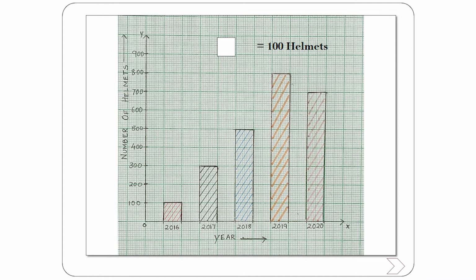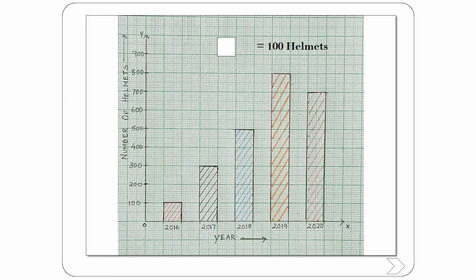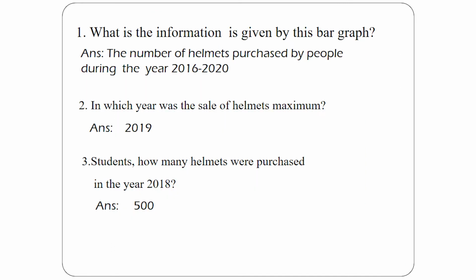The first one. What is the information given by this bar graph? Yes, this bar graph shows the number of helmets purchased by people during the years 2016 to 2020. Let us answer our next question. In which year was the sale of helmets maximum? By checking the height of each bar, we can conclude that it is in the year 2019.